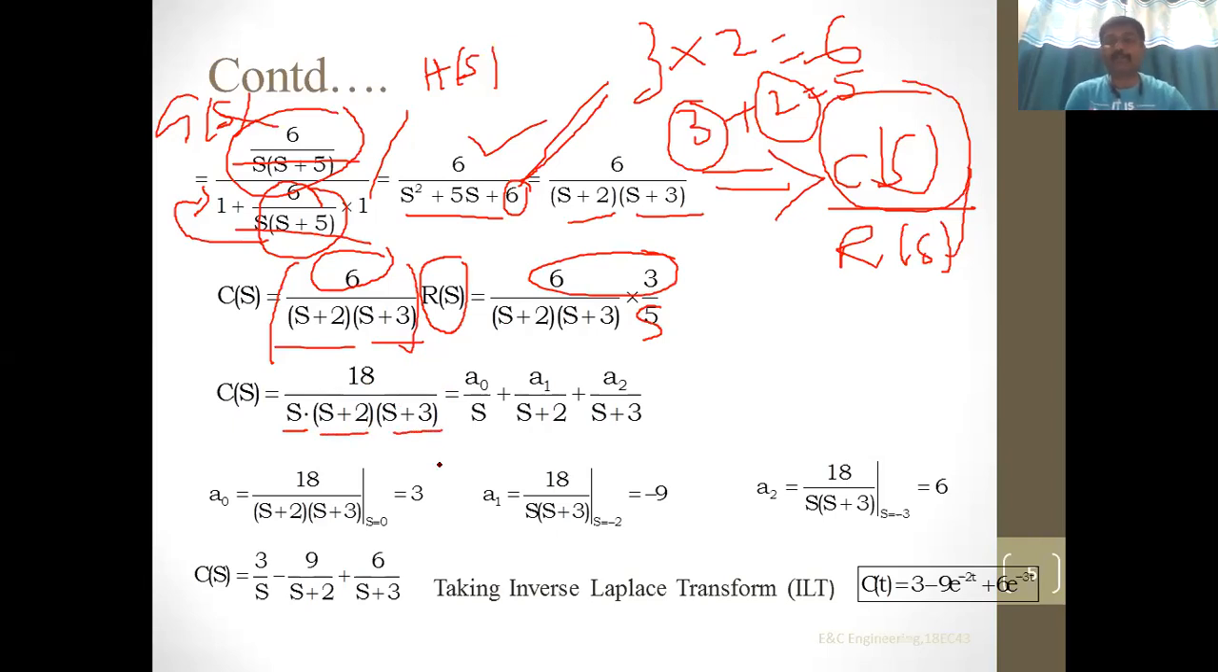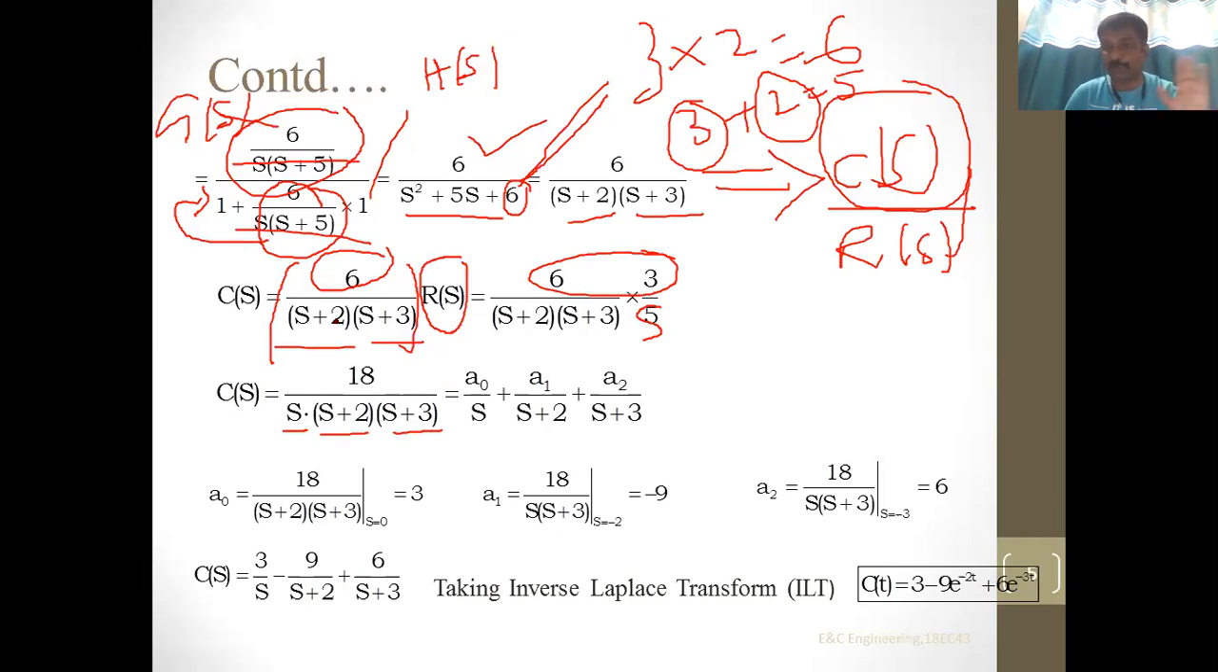Now we do not require C of S, what we require is C of t. Thereby, how do I convert C of S to C of t? By taking the inverse Laplace transform. Now, in order to go for inverse Laplace transform, we need conversion from product of terms to sum of terms. Thereby I shall go for the partial fraction approach.